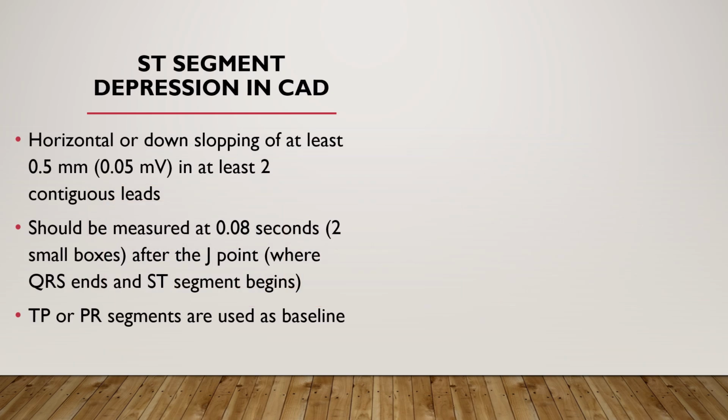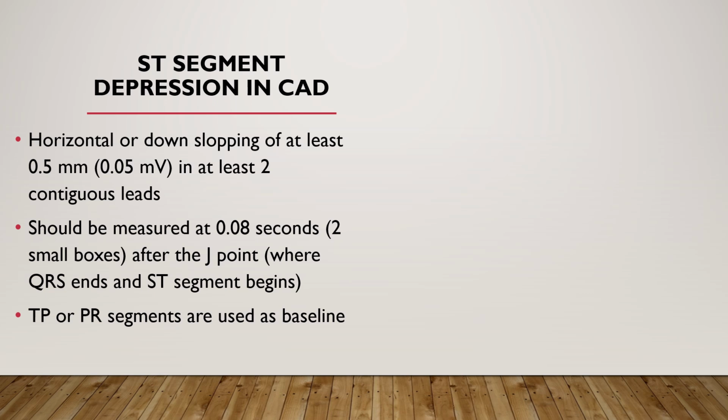So let's talk about different patterns of ST segment depression in coronary arterial disease. It can be either horizontal or downsloping of at least 0.5 millimeters. And again, it should be present in at least 2 contiguous leads. What I mean by 2 contiguous leads is, for example, lead 1 and AVL, or lead 2 and 3.